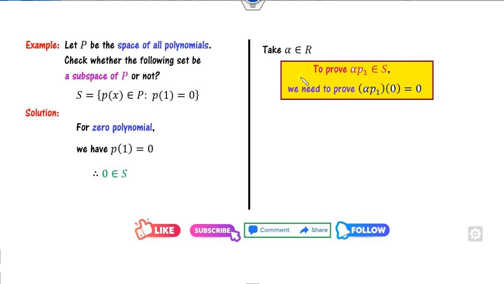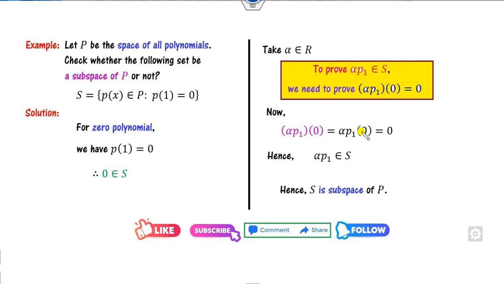Look at the second case. If alpha belongs to this, I can start from this. If I open this bracket, it's P1 of 0, P1 of 1. We need to find P1 at 1. I can check it. Yes, P1 of 1. So I need to check at P1 of 1. So what is P1 of 1? P1 of 1 will be 0. So alpha into 0 is 0. It's satisfied. Hence, alpha into P1 is part of S. All these three properties are satisfied. Therefore, it is a subspace.